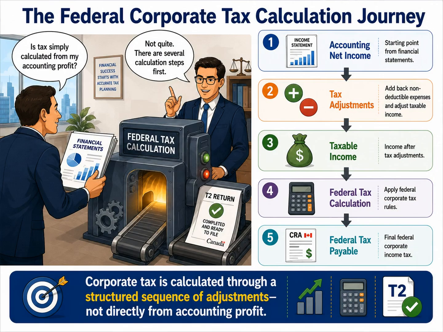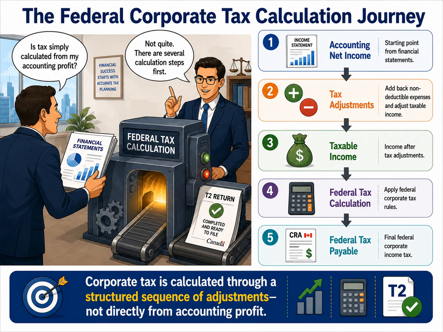When people are new to corporate taxation, they often assume that federal corporate tax is calculated by simply applying a tax rate to the accounting profit shown in the financial statements. In reality, the process is much more structured. Everything begins with the corporation's accounting net income. This is the profit reported in the financial statements after applying accounting standards. However, accounting rules and tax rules are not always the same, so this amount cannot be used directly to calculate corporate tax.